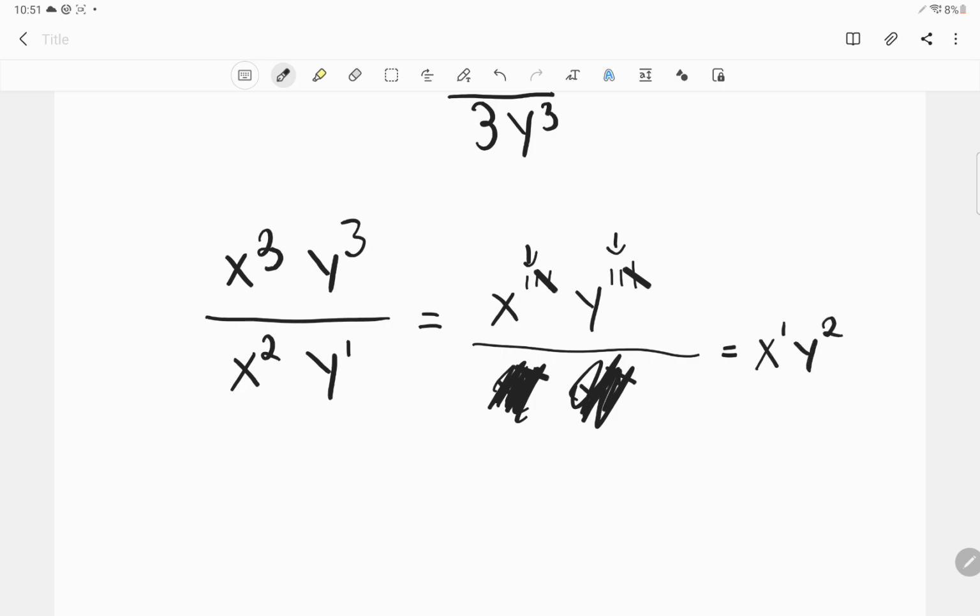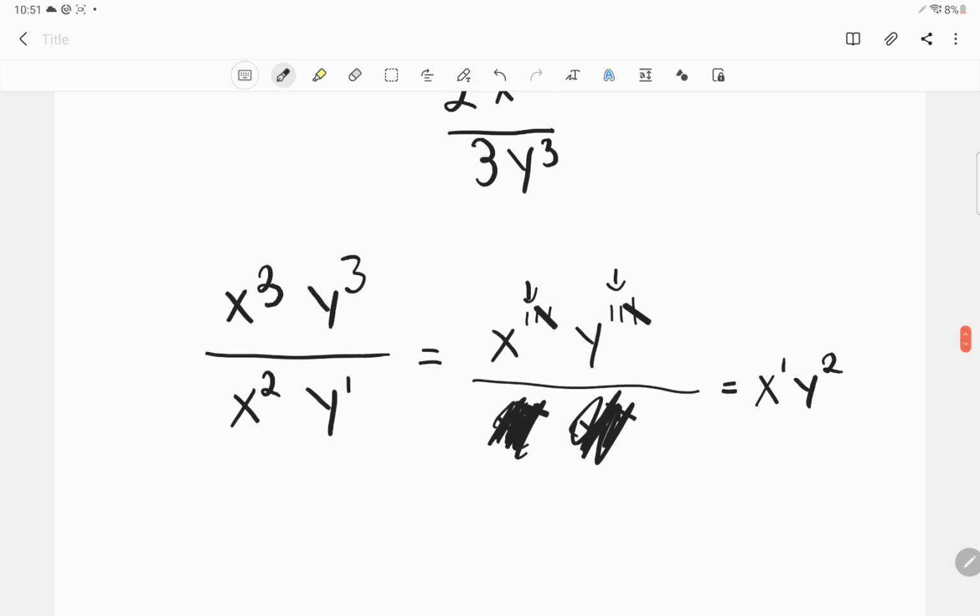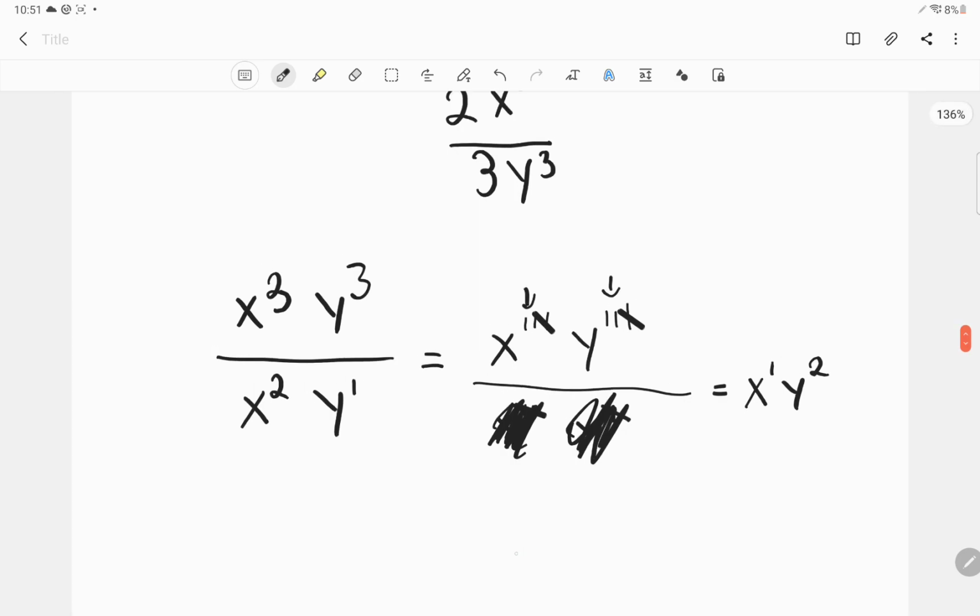So you can do it like that too. That's how I do it. It's exactly the same thing as having your x to the third minus 2, and y to the third minus 1. It means exactly the same thing. You're going to get exactly the same answer: x and y to the 2nd power. Just wanted to add that in there, just for future knowledge, just in case you want to do it that way.